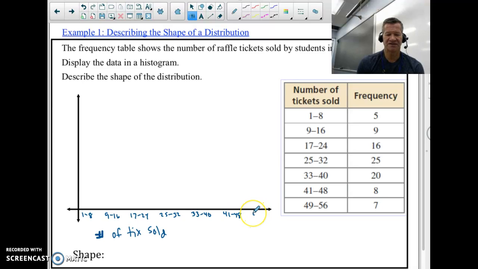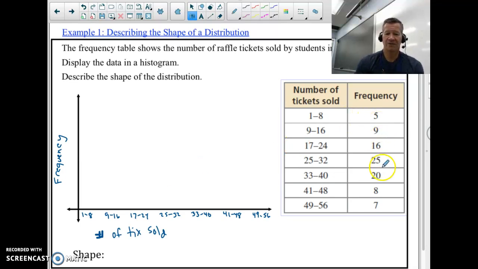Now if you look at these categories, each category has a range of 8. From 1 to 8 is 8, from 9 to 16 is 8, and so on. They have to be equal size. Now, on the y-axis, we are going to put the frequencies. Let's see if I can write that sideways so it's somewhat legible. Yeah, it's not too bad.